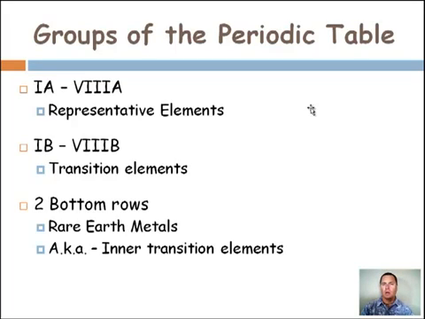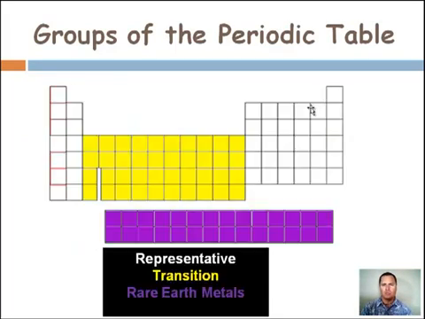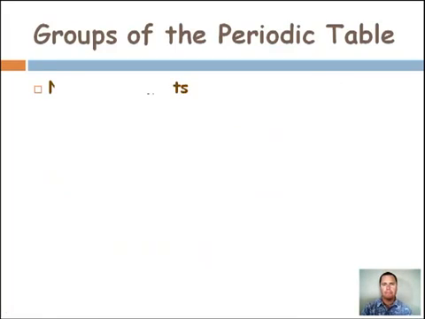So they do have something called a long periodic table, which puts them in there, but we're not going to use that version. So let's take a look at these representative elements. Here we can see in our periodic table, the white is a representative. Here's our transition in the middle, and then our rare earth metals down at the bottom.